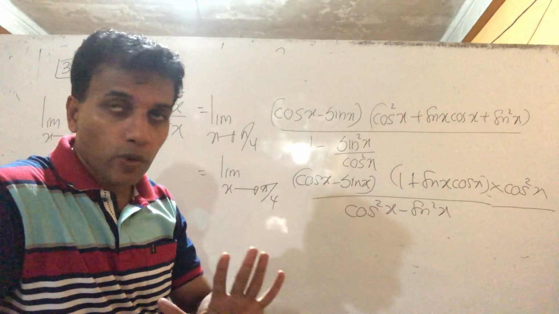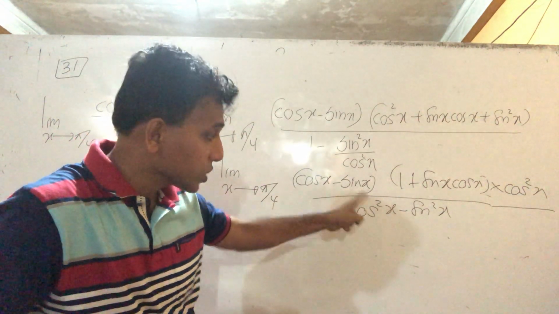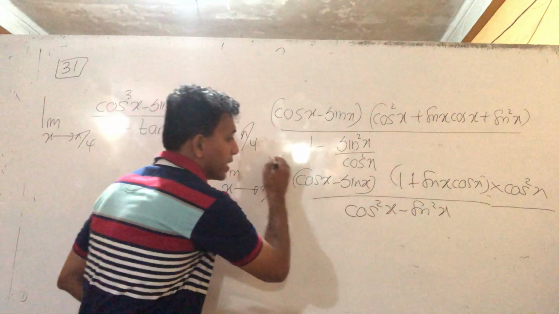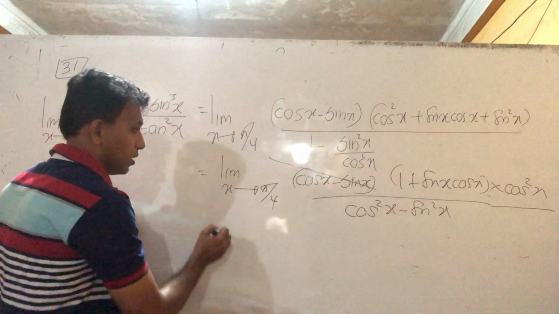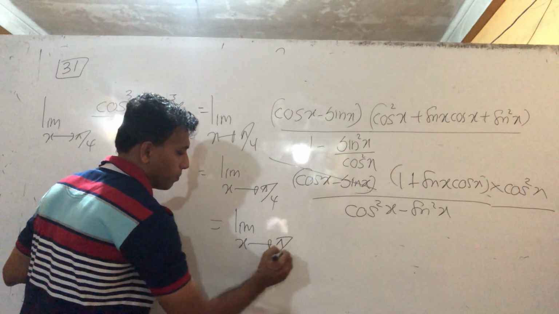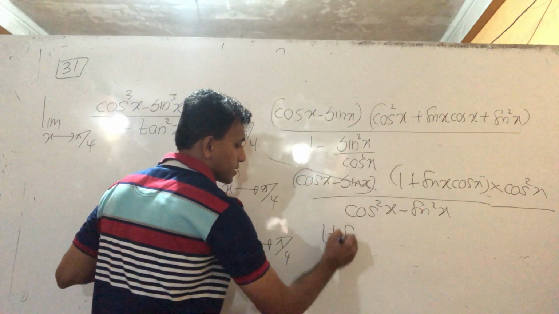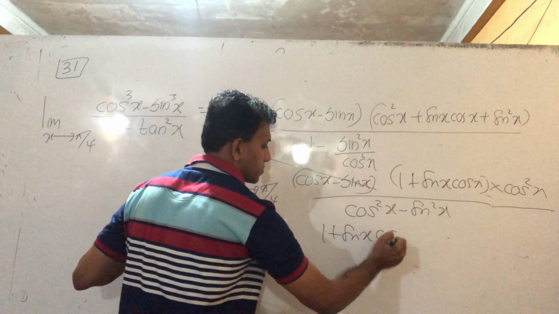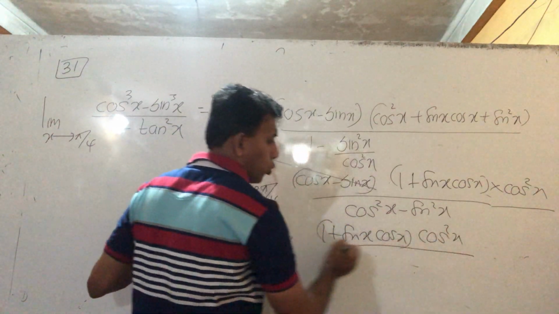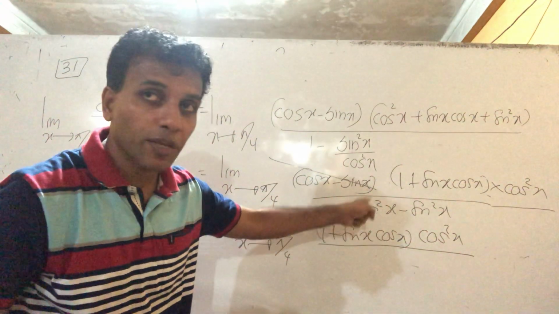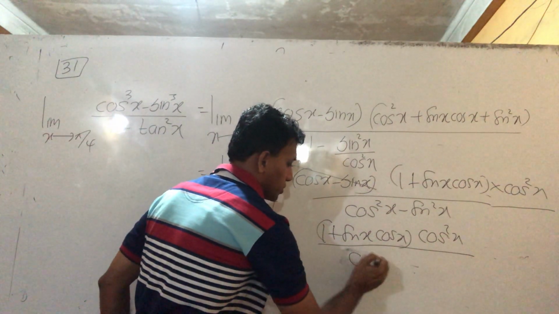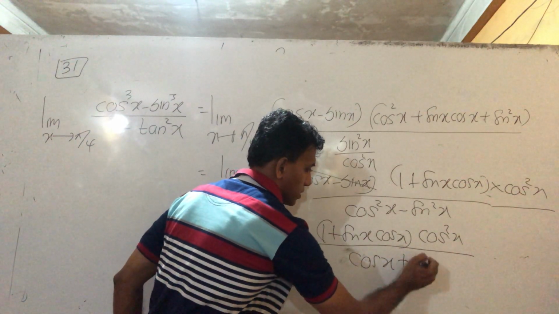But don't put cos 2x. Say factorization. Cos x minus sine x, cos x plus sine x. Therefore, cos x minus sine x cancel here, right? So, limit x approach to pi by 4, 1 plus sine x cos x into cos square x over, I cancel one thing, but the remaining cos x plus sine x, cos x plus sine x.